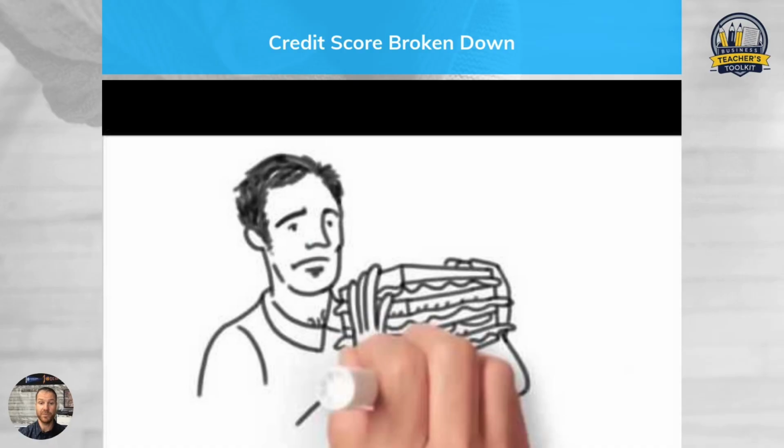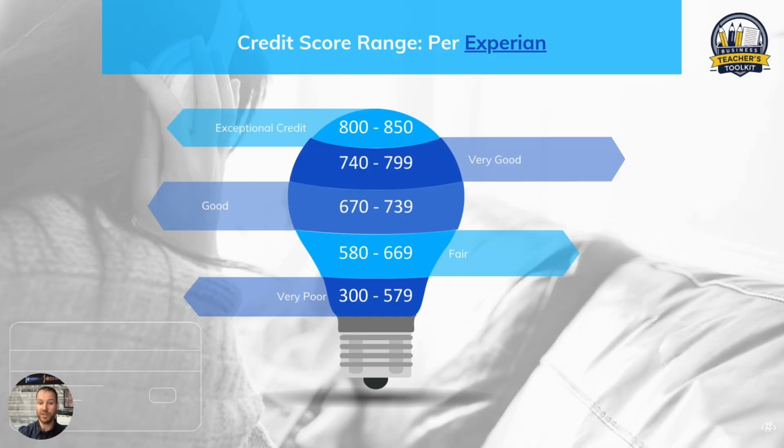I then use this video, a credit score broken down, to give students an opportunity to see what Bank of America identifies as how a credit score is broken down. And then this image right here from Experian just gives you the quantifiable ranges of how they define excellent credit or exceptional credit versus very poor.